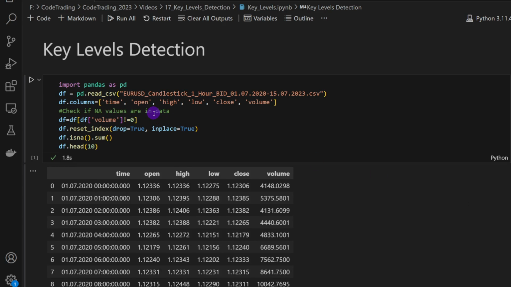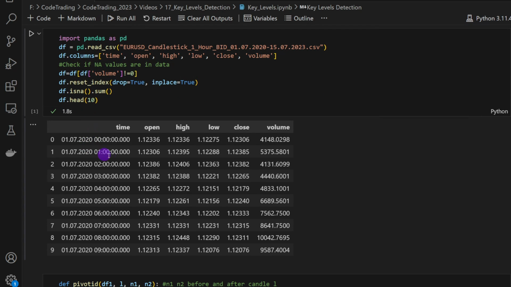This is our Jupyter notebook file, and I'm loading the CSV data file that I have. It's the Euro US dollar candlesticks, 1 hour time frame, 2020 up to 2023, so almost 3 years of data. So these are the names of the columns. I'm filtering the rows where we don't have any volume, so no movement on the market, weekends and days off. Then I'm resetting the index. I'm checking if I still have some missing values, and then I'm printing the head, or the first 10 rows of the data frame. So we have the time column, open, high, low, and close, and the volume column.